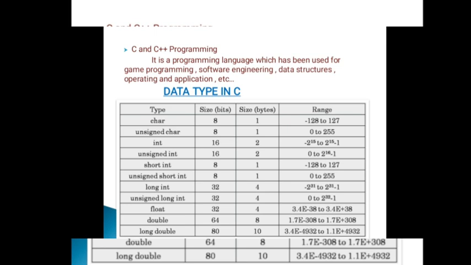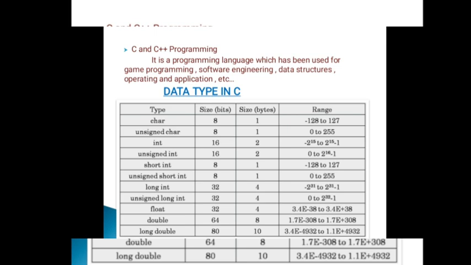Here, character and integer are subdivided into signed and unsigned. Here we see type, size in bits and bytes, and range. 1 byte is equal to 8 bits. Character is 8 bits, that means 1 byte, and this is ranging from -128 to 127. For unsigned character, 8 bits and 1 byte, this is ranging from 0 to 255.